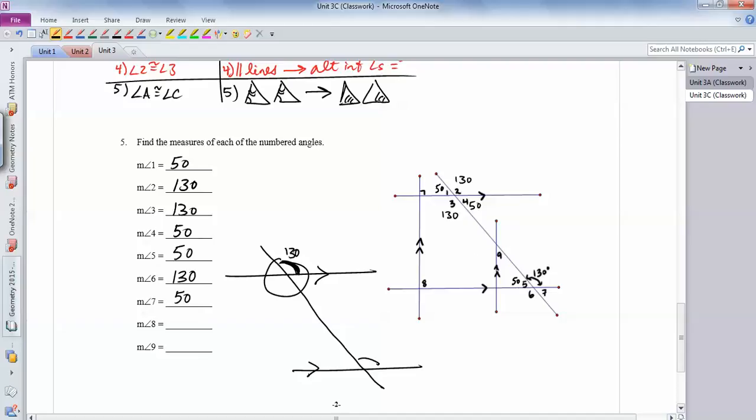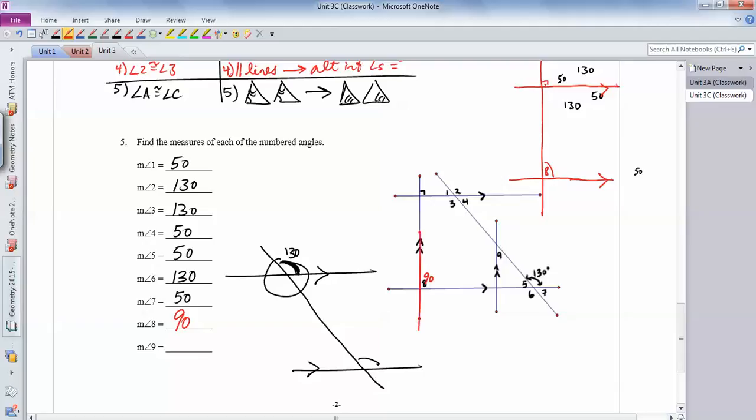Remember, this one's 50. Okay. So if you look at 8, 8's formed by those two. And up here there's a little 90 right there, formed by these two lines. And the top and the bottom are parallel. So let me slide this over. Right there. You can ignore the black. 8 is down here. Well, this angle up here and this angle 8 are corresponding angles. So whatever the top one is, the bottom one is also. So this one's got to be 90 degrees. So 8 is 90.